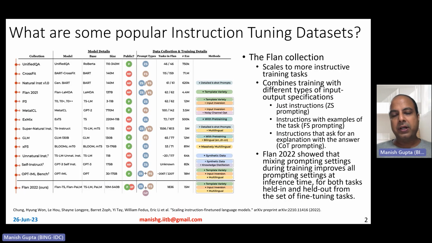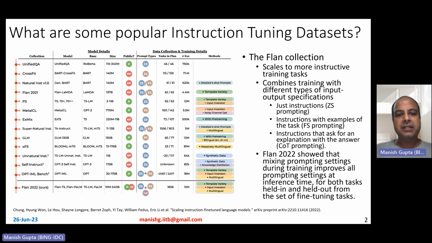So let's get started. This particular work is about understanding how instruction fine-tuning works along with the other dimensions, like how does instruction fine-tuning work at scale? Can instruction fine-tuning be made better with the chain of thought prompts and so on?